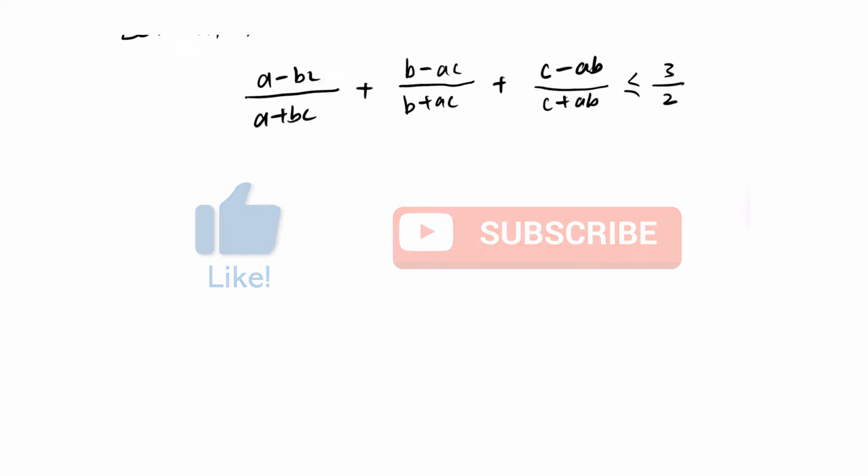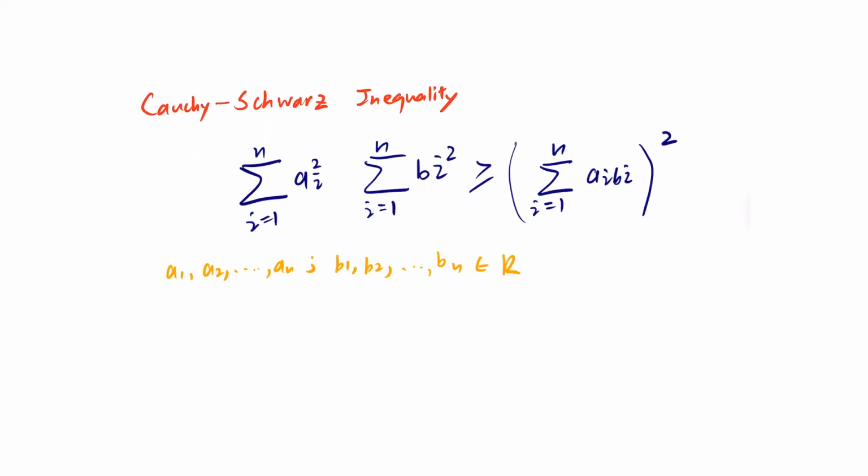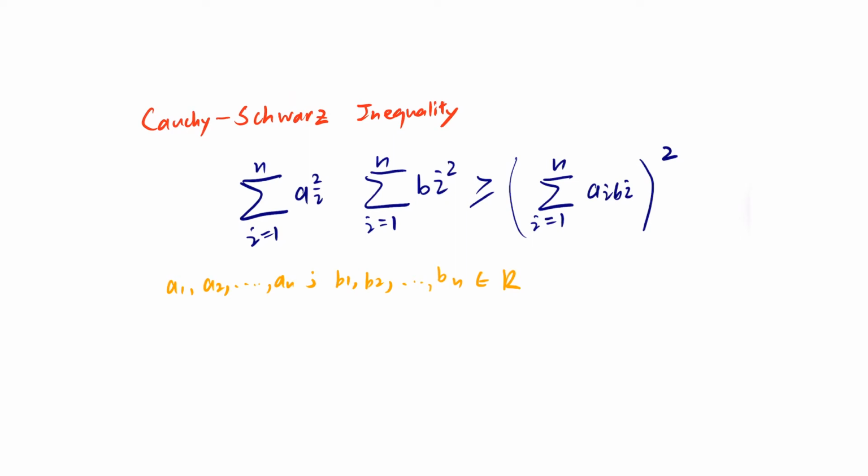And now let's start. So the first thing to talk about is the Cauchy-Schwarz Inequality, which states that the summation of a_i squared times the summation of b_i squared is always larger than or equal to the summation of a_i b_i, squared, where a1 all the way up to an and b1 all the way up to bn are real numbers, and they are not necessarily positive, unlike AM-GM, which I covered in the last video.